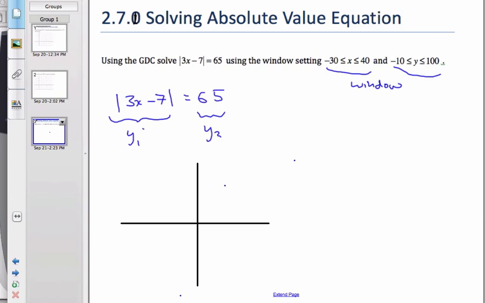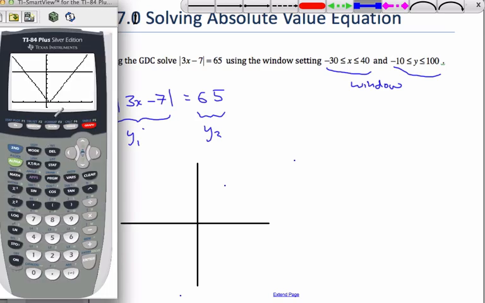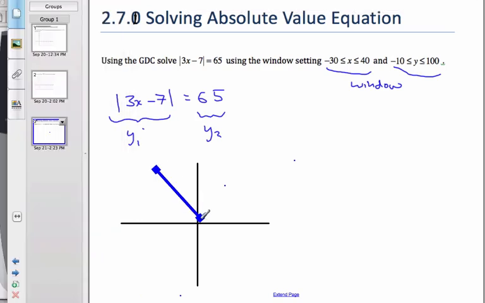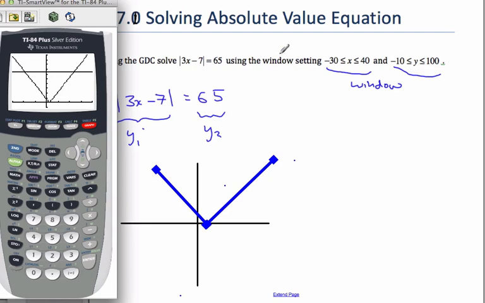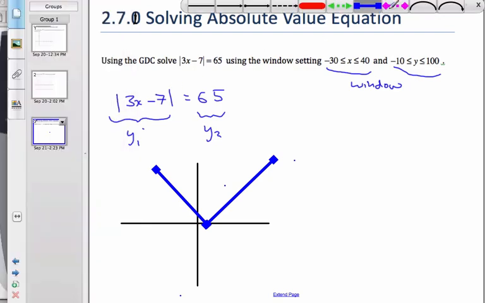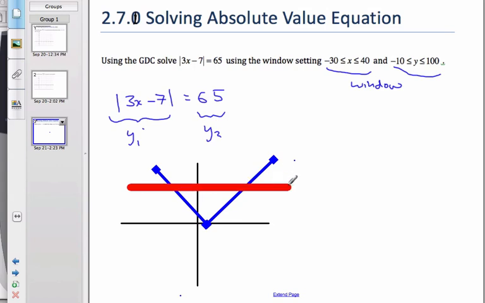And then our absolute value, in a different color. It goes down and is slightly positive, so we go down here and then up like this. And our other one is just a straight line, a red line there.